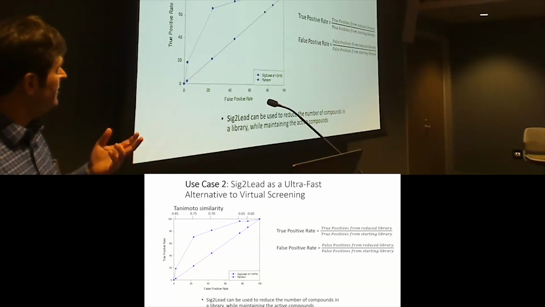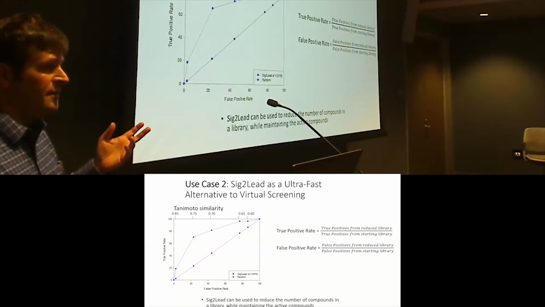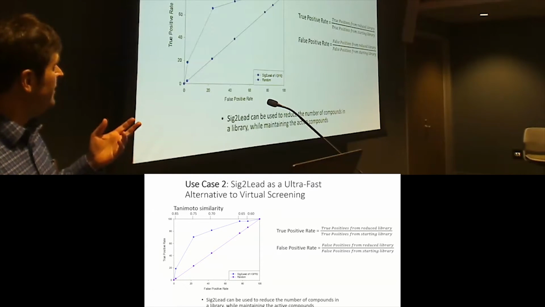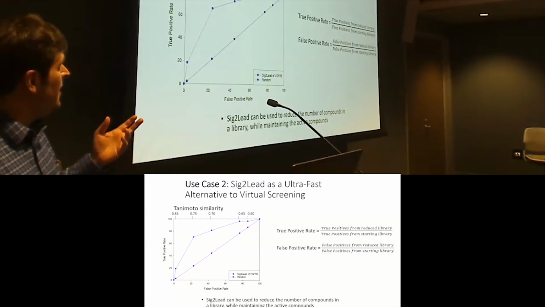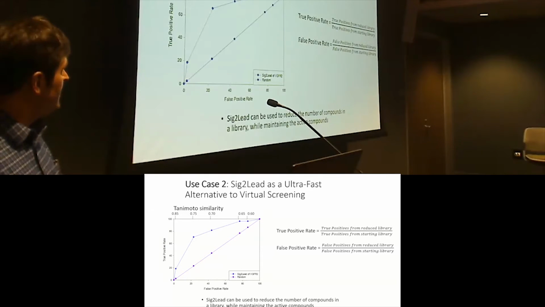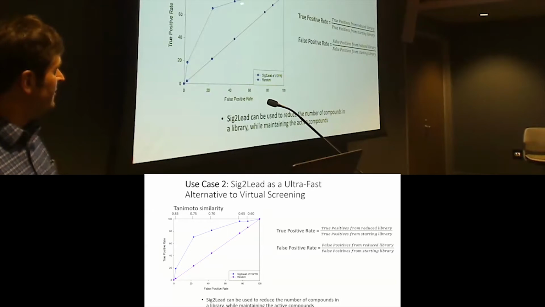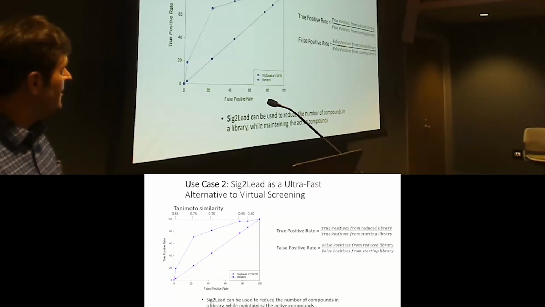So instead of doing virtual screening to find candidate drugs, what's our true positive rate on a library that we know the answers to for sig-to-lead? We found that this is what's called an ROC curve, and essentially you want it higher to the left and to the top, the better it is. That shows that your true positive to your false positive rate is better. And for various thresholds that we cut at, you can see that the upper line here is sig-to-lead by itself, that the true positive rate was much higher than the random.